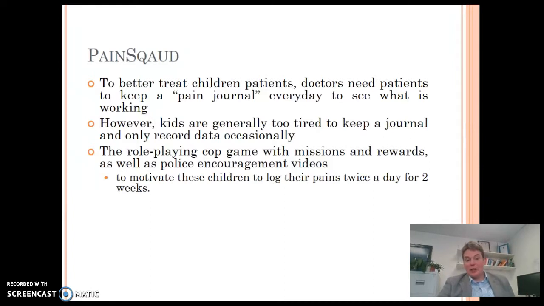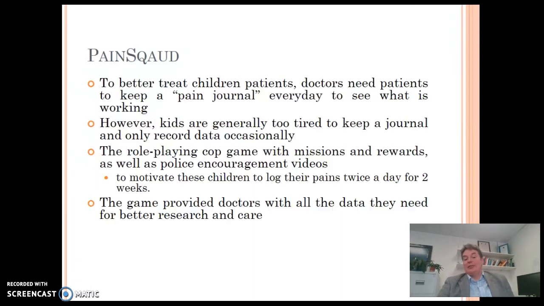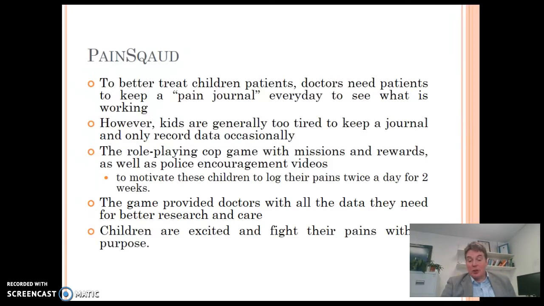So they can use social games to get people to interact with each other and motivate them, and we get the information that helps with their treatment. The doctors get the data they need, which helps with research and with care. And the children have fun.